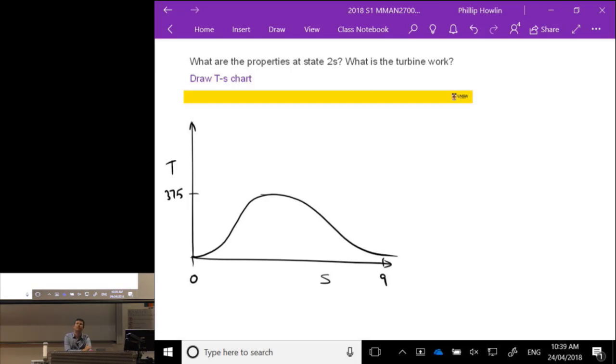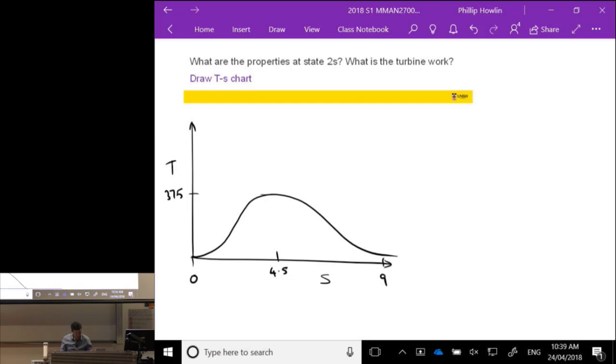You know what? I've got a lecture prepared for it, on how to draw these. We'll see how we go today as to whether we do it. And the S peaks at about 4.5. So that's our vapor dome located on our chart.